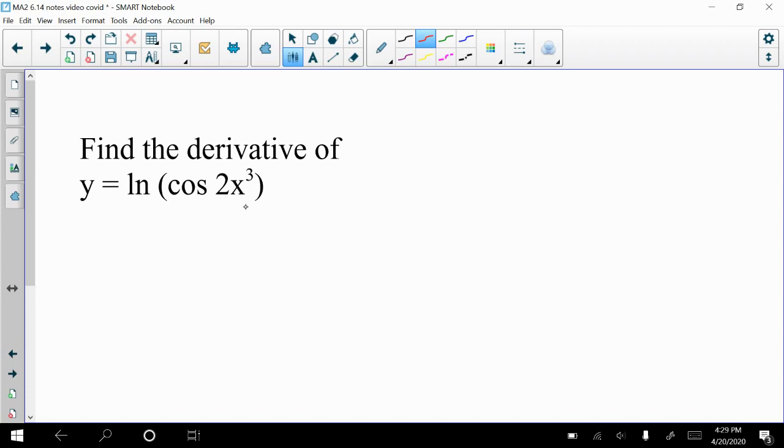So overall, the outside is natural log of something, right? So we have an outer function, which is natural log of some other function. And then we have an inner function, which is here, cosine of (2x) cubed.